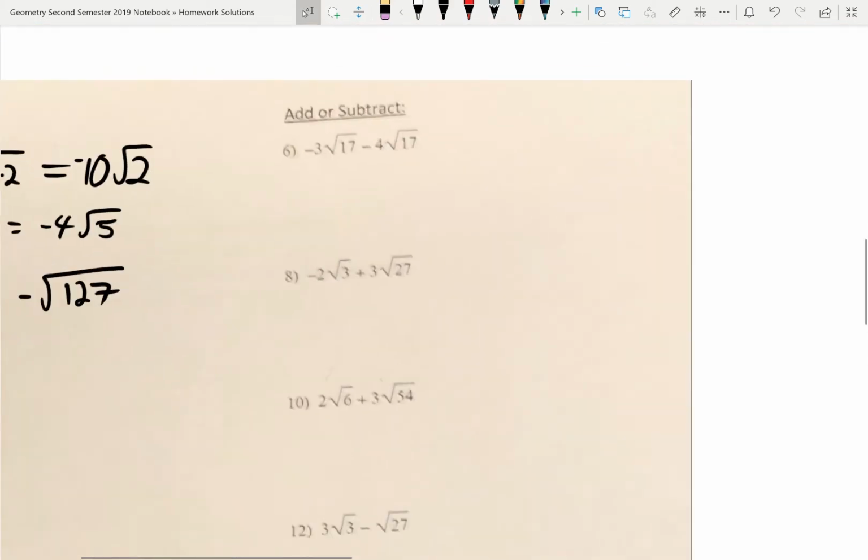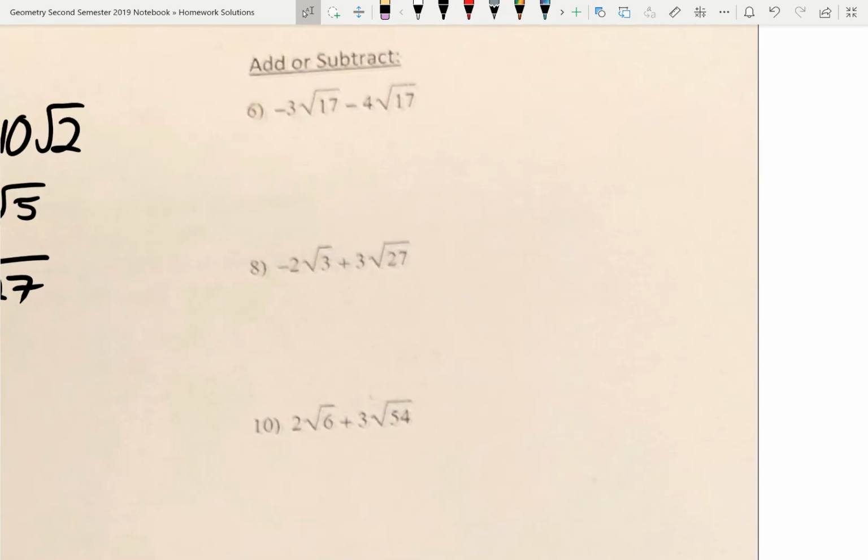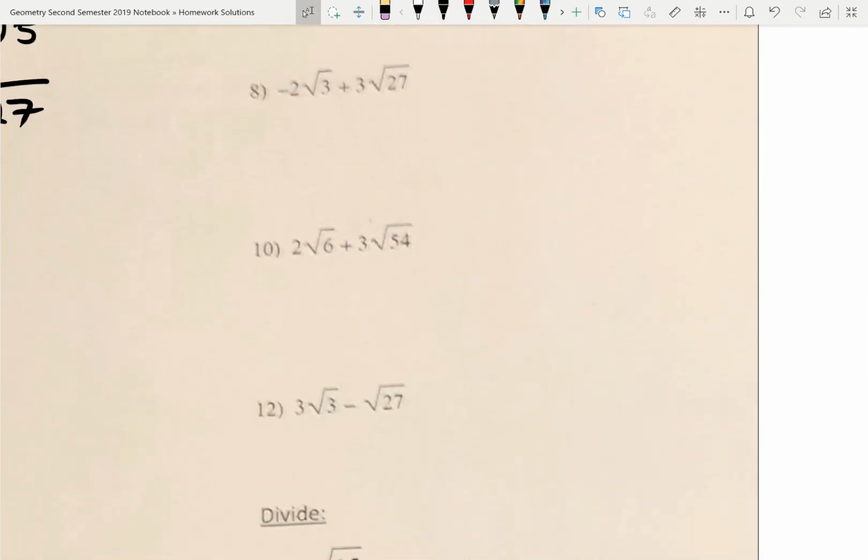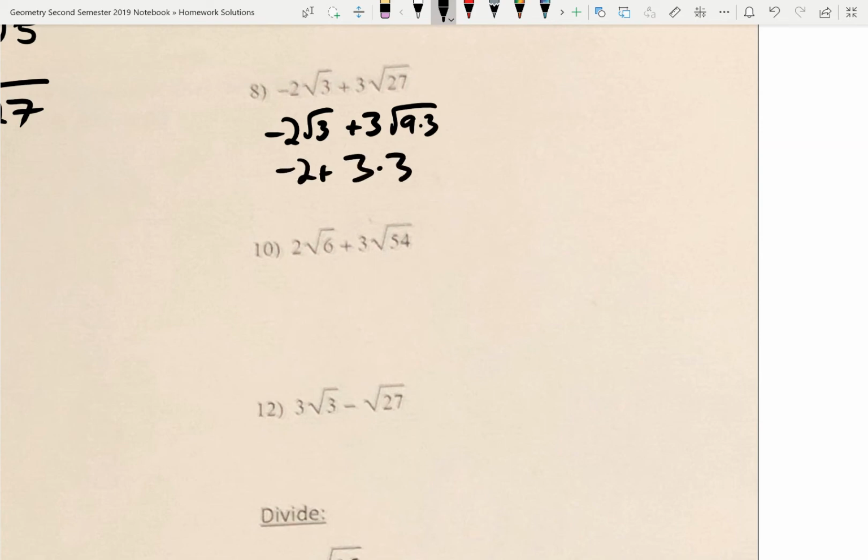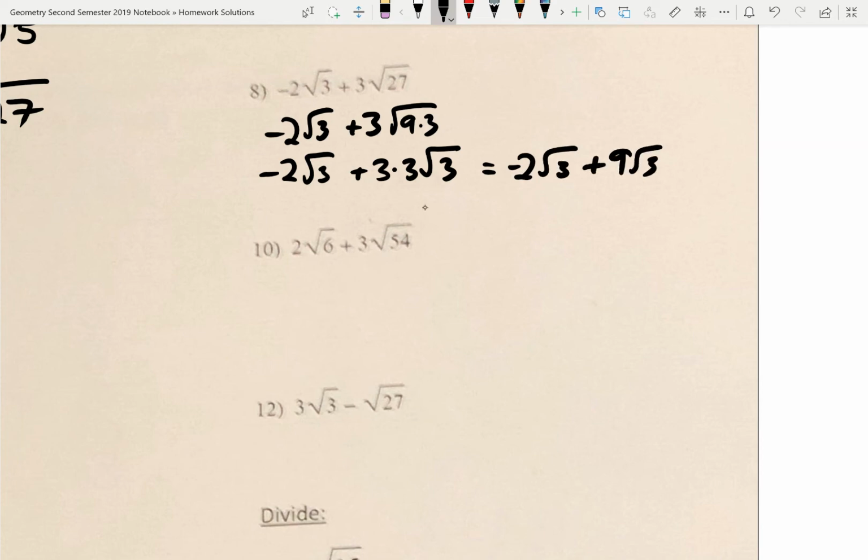Okay, what about adding? In order to add or subtract, it has to be the same square root. So if we have negative 3 root 17 minus 4 root 17, that's negative 7 root 17. Next one is negative 2 root 3 plus 3 root 27. In order to do this one, we have to make them the same radical. What perfect square goes into 27? 9. This is the square root of 9 times 3, which is negative 2 plus 3 times 3. Oops, I'm getting too excited here. That's equal to 7 root 3.